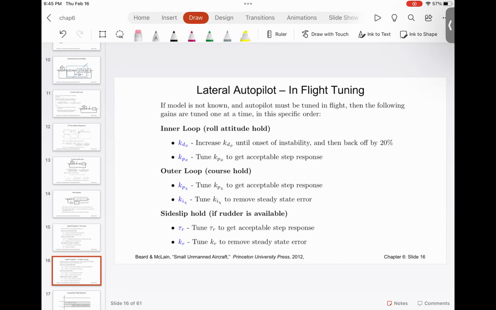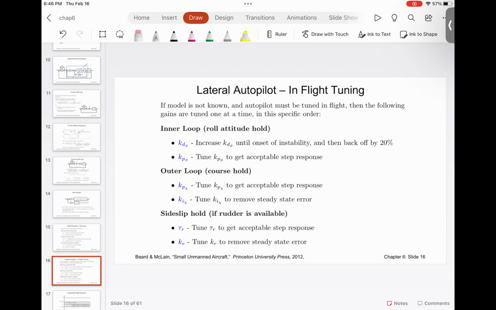So those internal gains, for the inner loop, you have KD that needs to be increased, you have KP, then you have KPX, KIX, and tau R and KR. Now this is something similar to how you tune the PID gains. There is no right or wrong way, but there are some guidelines that you can follow to come up with the best possible gain values. And some of these are the guidelines that are given to you, like you increase the KD all the way to the instability and then get it back all the way by 20%.